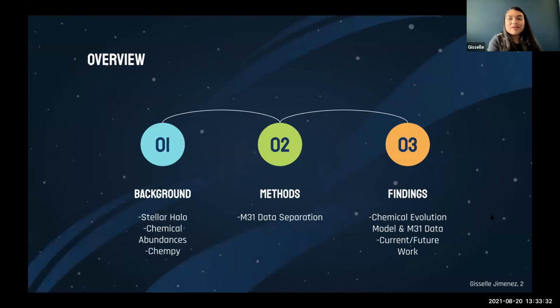To start off, I'll be going over a brief overview of my background about the stellar halo, chemical abundances, and chempi, as well as discussing my methods with the M31 data, and finally discussing my findings with the chemical evolution model and my current and future work.